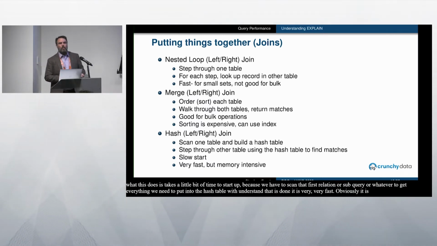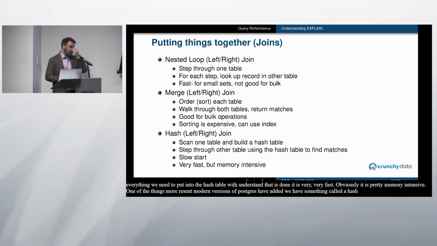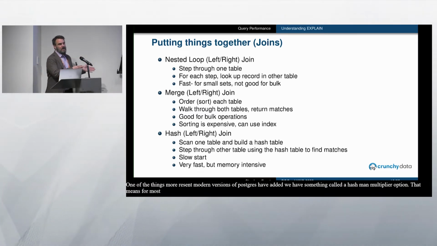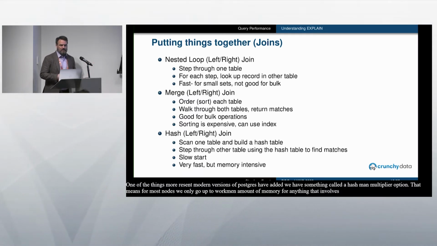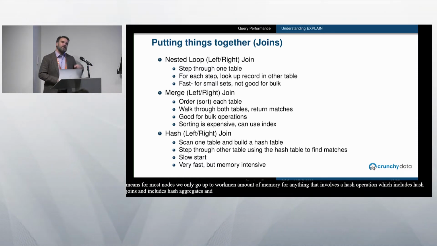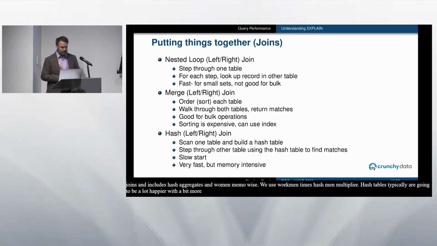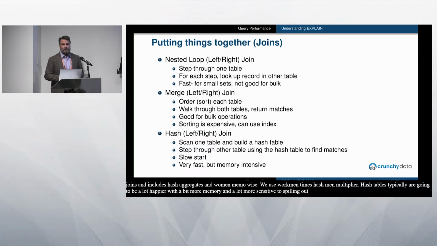One of the things that more recent, more modern versions of Postgres have added is something called a hash_mem_multiplier option. For most nodes, we only go up to work_mem amount of memory. But for anything that involves a hash operation, which includes hash joins, hash aggregates, and also Memoize, because Memoize uses a hash table, we're going to use work_mem times hash_mem_multiplier amount of memory. The reason for this is that hash tables typically are a lot happier with a bit more memory, and they're a lot more sensitive to spilling out to disk. Each one of these operations can spill out to disk, though.